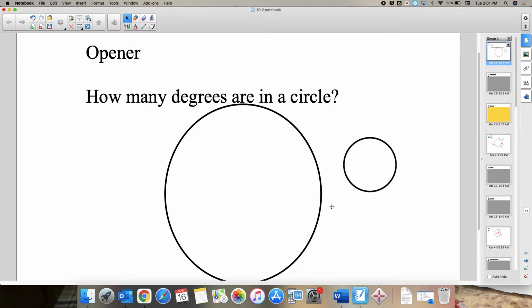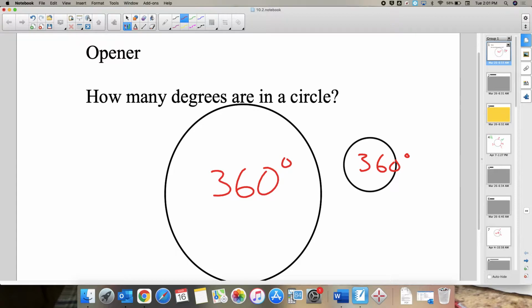All right, your opener here wants to know how many degrees there are in your circle. And we should know by now that when you spin around a circle, you do go 360 degrees. It does not matter how big that circle actually is. No matter how big that circle is, it will have a total of 360 degrees in it. Now, what we're going to look at today is a portion of that circle.